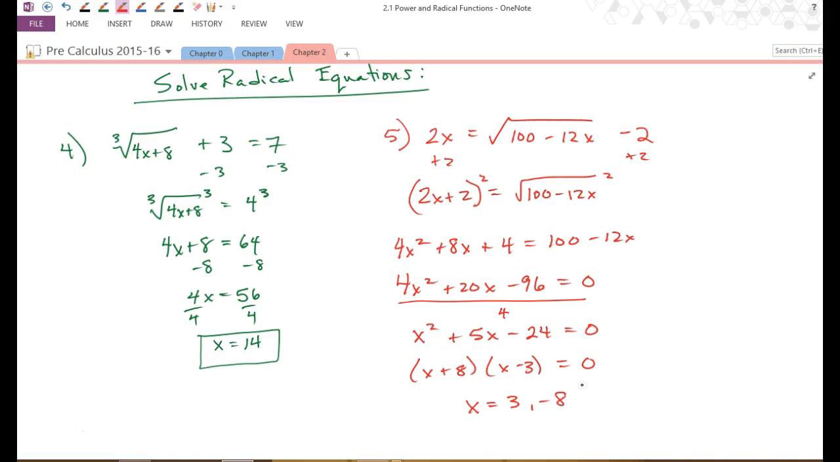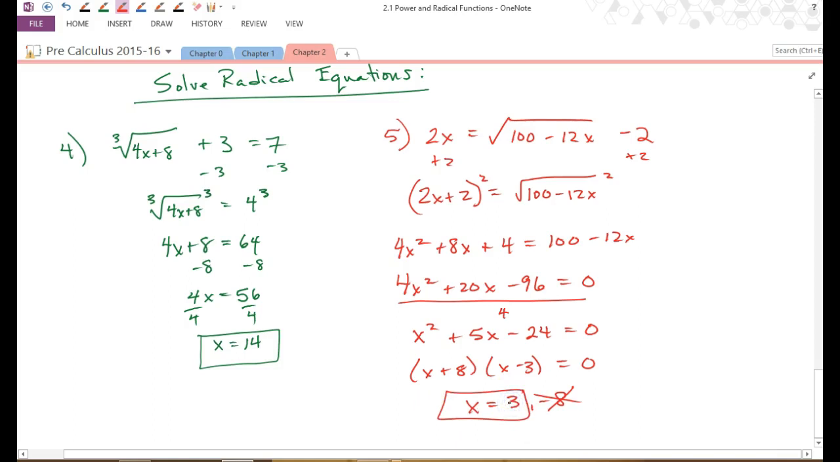But when you plug negative 8 in, that's where you get the extraneous solution. Because if you plug negative 8 in on the top, you get 2 times negative 8, which makes negative 16. Right away, that should be a problem for you. If I have a negative number equal to a square root piece, even if it's minus 2, that's not going to work, because a square root of any number turns to a positive. So negative 8 is an extraneous solution. Okay, so only 3 works.